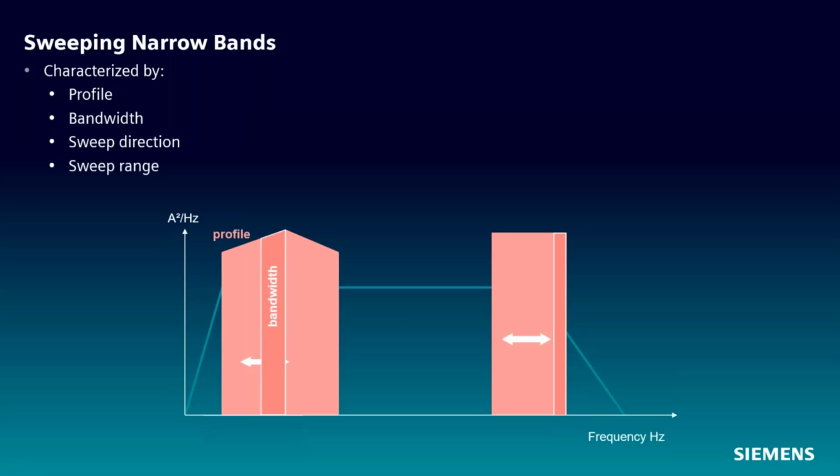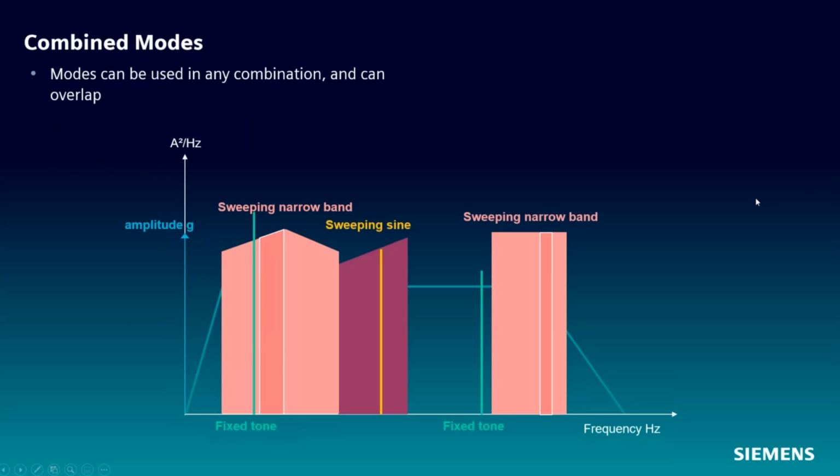And those bands will remain the same bandwidth, but they might change in frequency depending on how fast this tracked vehicle might be going. And then you can also combine all of these all at once. Sweeping, fixed sine tones, sweeping and fixed narrow bands can all be done in one test. You can overlap these, you can have them cross over. The software will handle that pretty well.